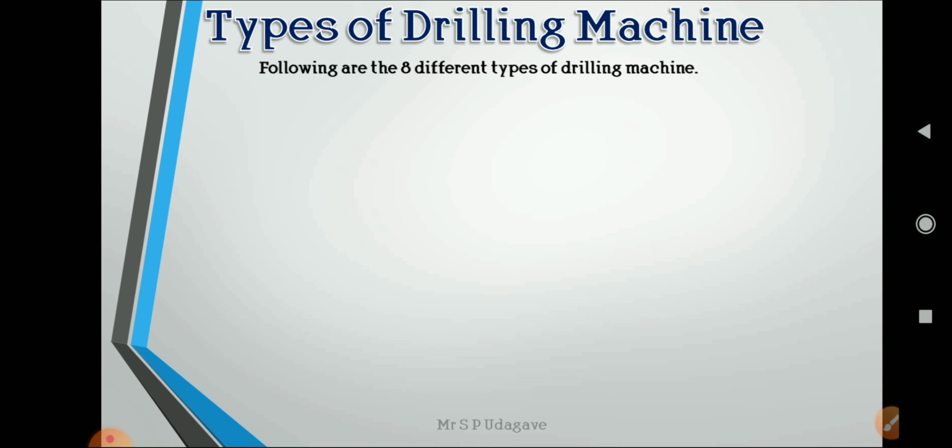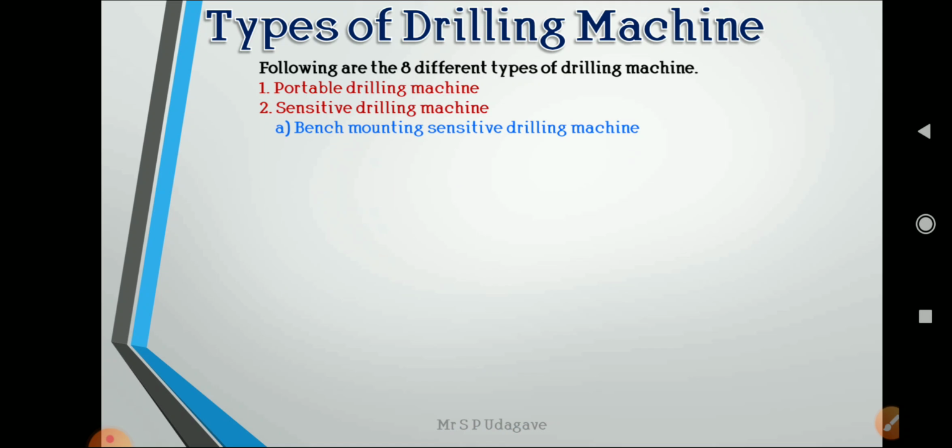Next is the types of drilling machines. Different types of drilling machines are available in the market, classified into the following 8 types. First one is the portable drilling machine. Second, the sensitive drilling machine, which is again classified into 2 subgroups: the bench mounting sensitive drilling machine, which is mounted on the bench, and the floor column upright drilling machine, which is mounted on the floor.